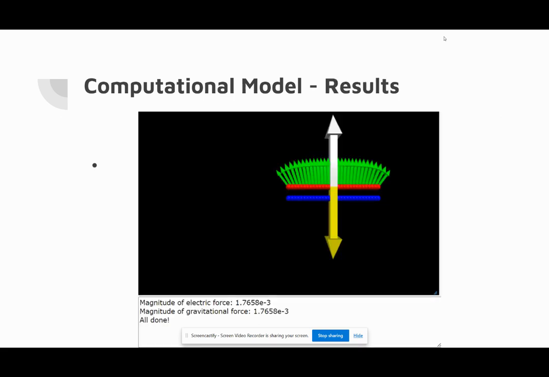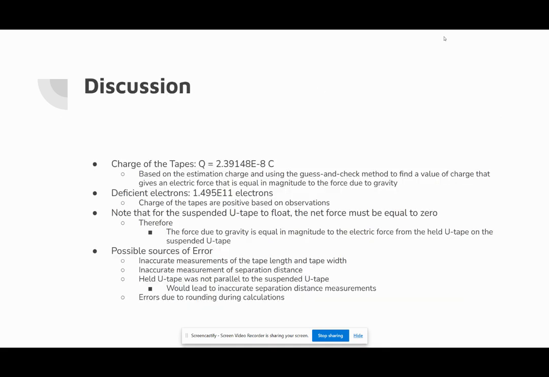Here's the final visualization. Getting into our discussion, the charge of the tapes was Q equals 2.39 e to the negative eighth coulombs. Our deficient electrons were 1.495 e to the 11th electrons. And then note that for the suspended U-tape to float, the net force must be equal to 0.